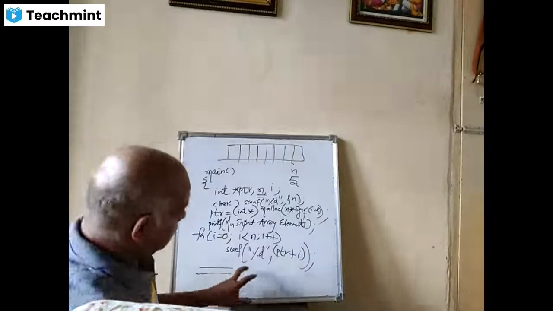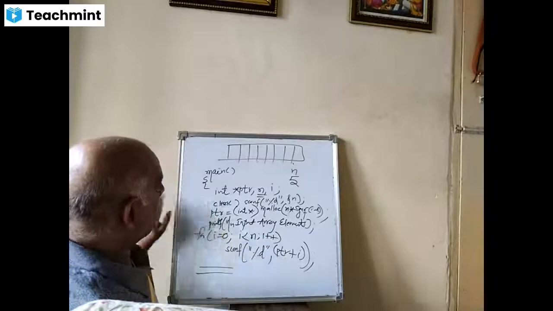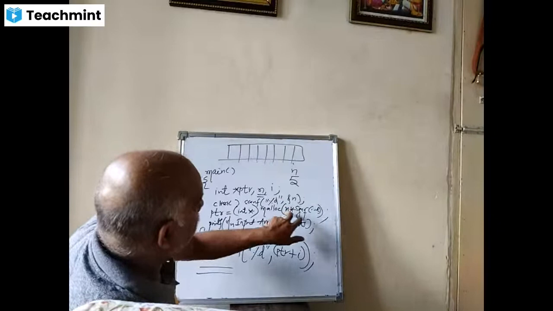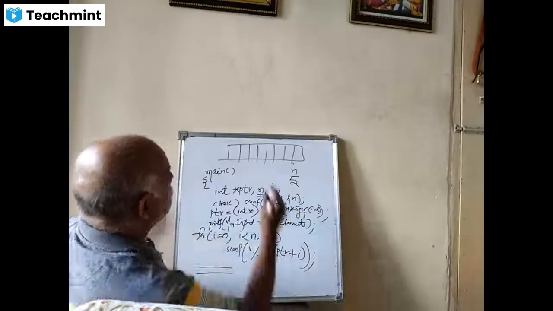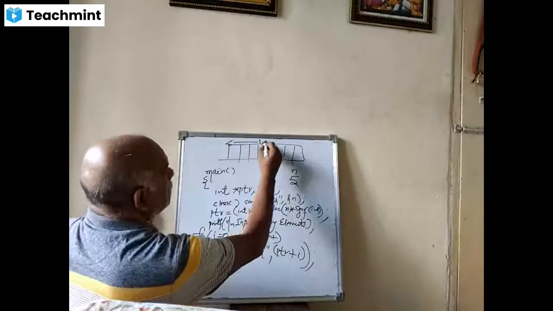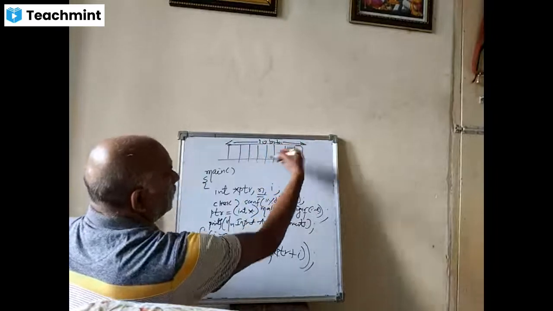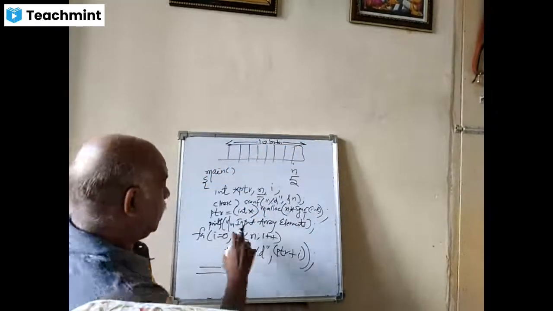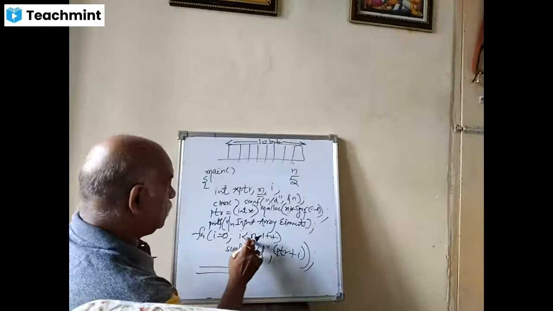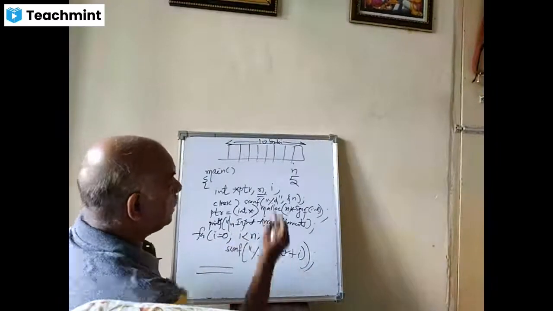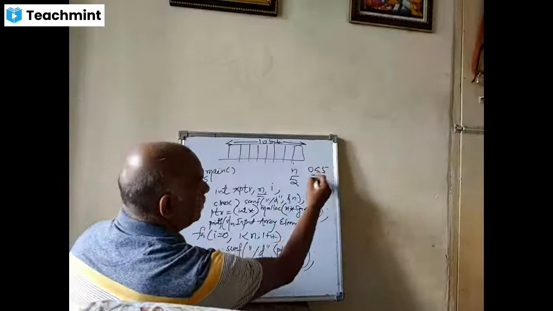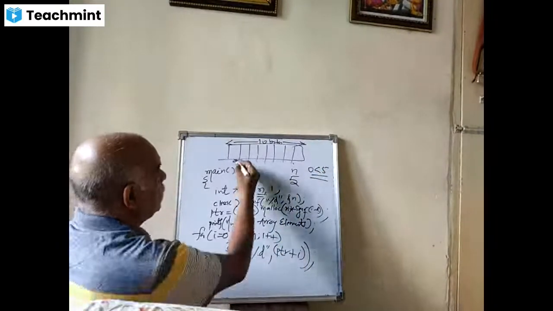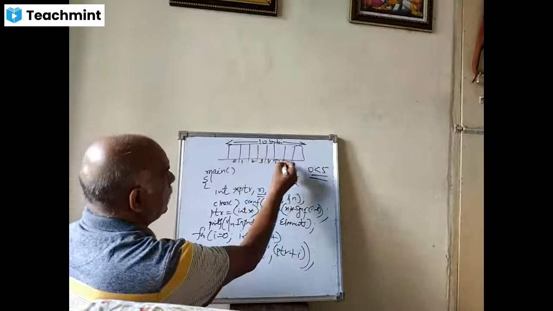You see, ptr creates one block. How many blocks? For example, 5. 5 into 2, 10 bytes block. Only in these 10 bytes you can store integers. Input array elements for i equal to 0, i less than n. n is 5. I want to store 5 elements: 0, 1, 2, 3, 4.